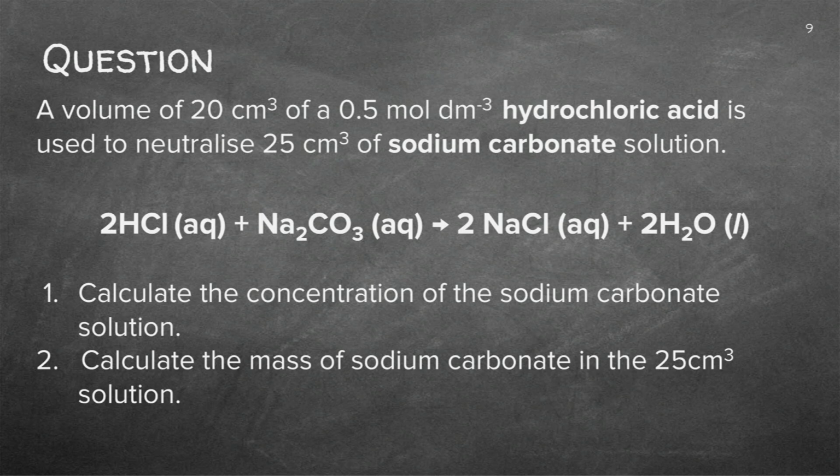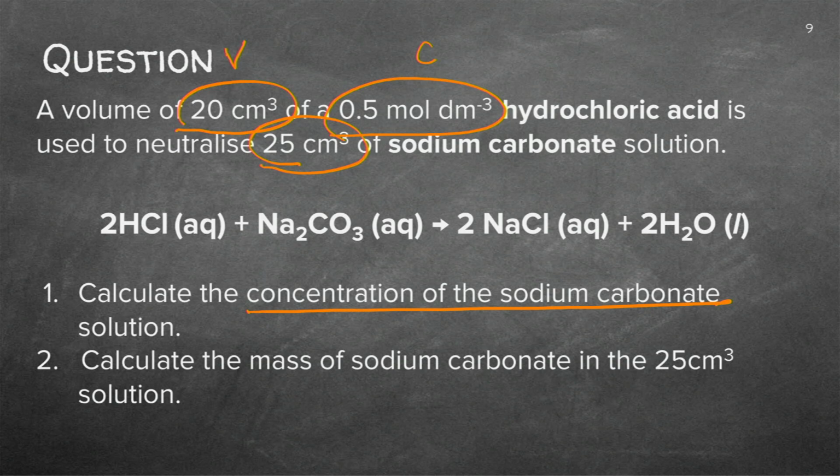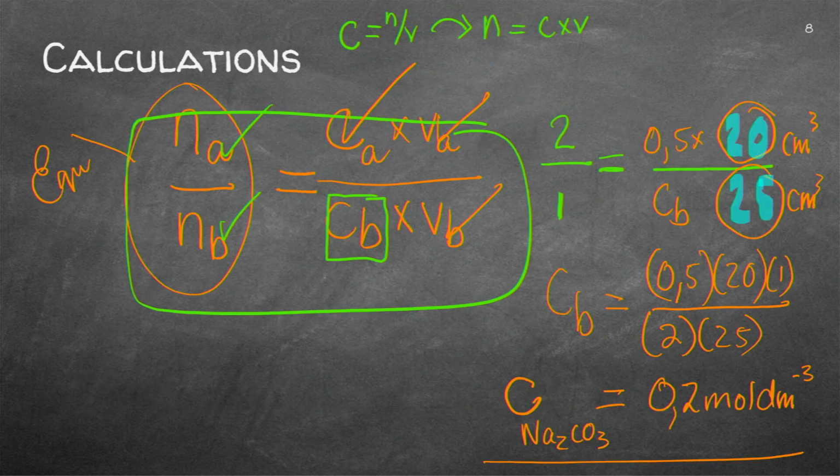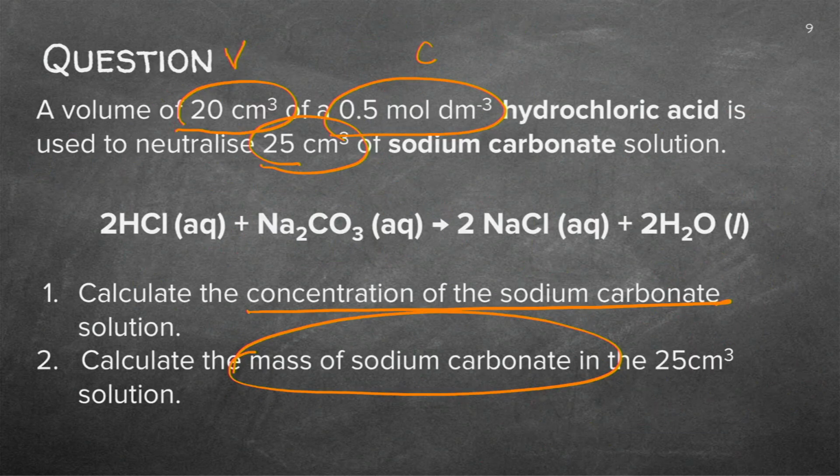In another question, a volume of 20 cubic centimeters of 0.5 hydrochloric acid is used to neutralize 25 of something else. Can you see there? So it's 25 of that. Now that was our previous question as well. Did we answer the concentration? Yes, we did. It's because there's another question asked there. Let me go back to my previous answer. I got the answer there as 0.2 mole per cubic decimeter. Let's see if we can get to the mass, if we've got the concentration now.